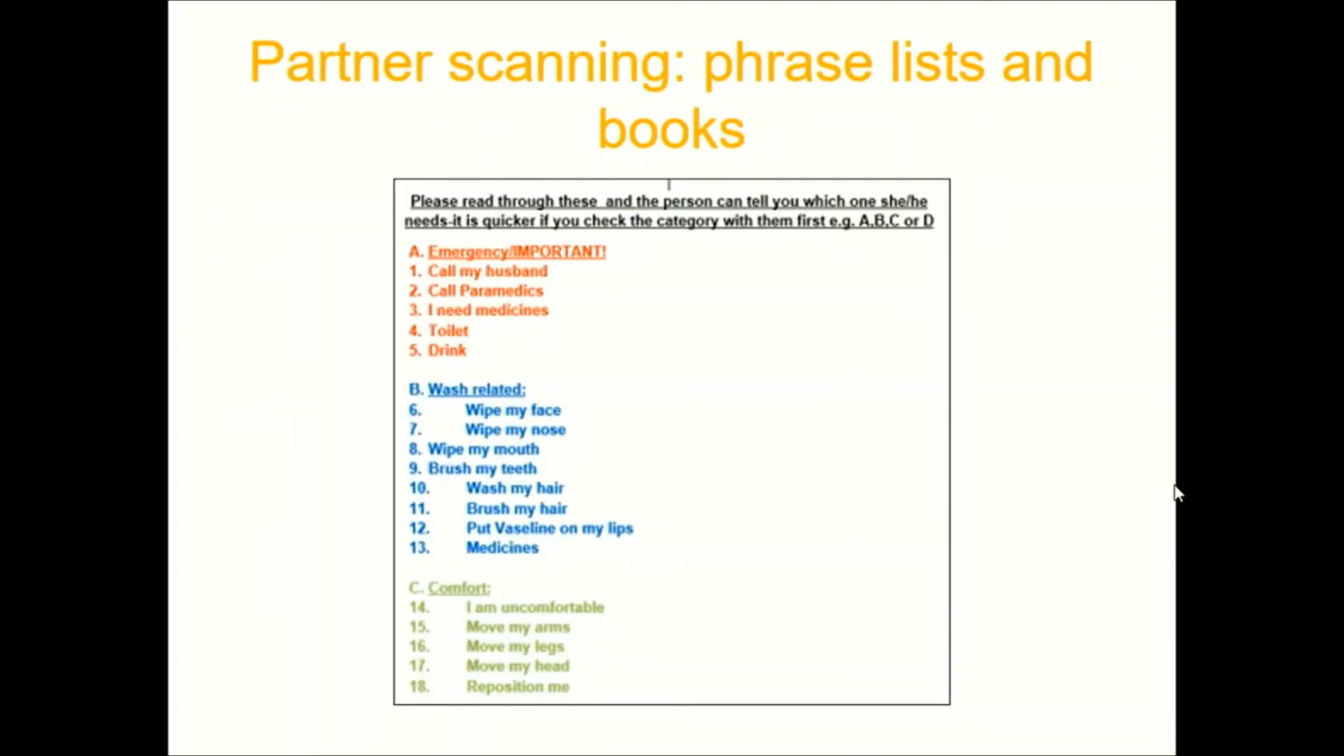So partner scanning can be used really for all different types of AAC. So you can use it for phrase lists as well and phrase books. So here's just an example. You've got lots and lots of phrases that are important to the client, and you can just scan through them and say, is it in category A, category B, or category C? They indicate yes. Are you uncomfortable? Should I move your arms? Should I move your legs? Yes. Okay, let's move your legs. So you can use that principle and apply it to any design of text, phrase, or symbol-based communication chart or book.